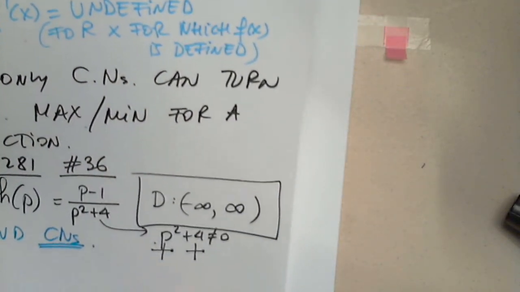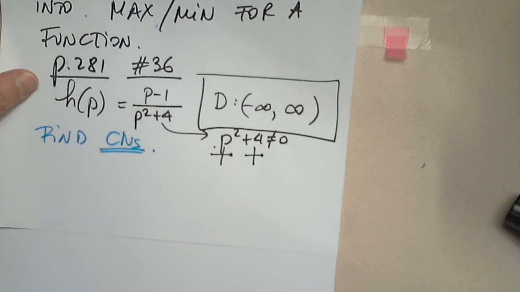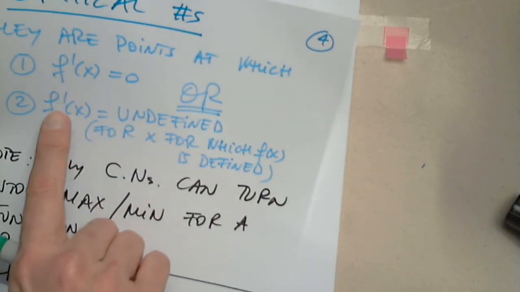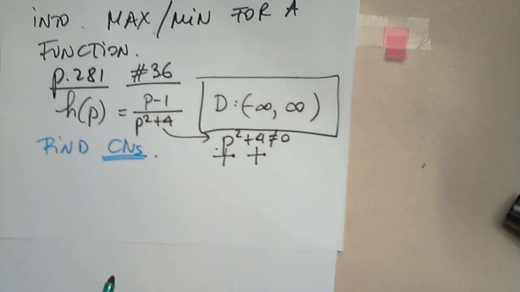So what would be our first step towards finding critical numbers for this function, if it has any? What do we think we have to find first? The derivative. Exactly. Very good. So let's find h prime of p.